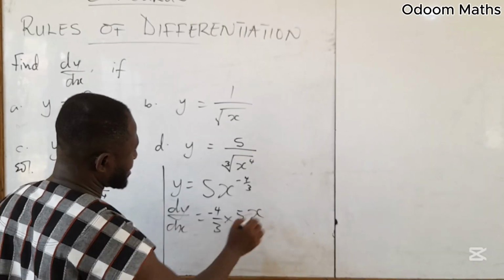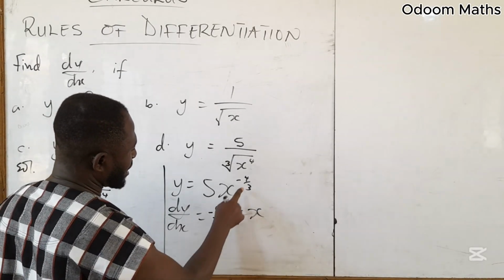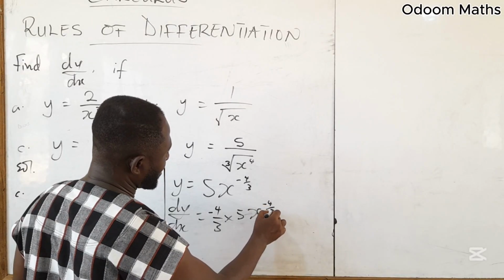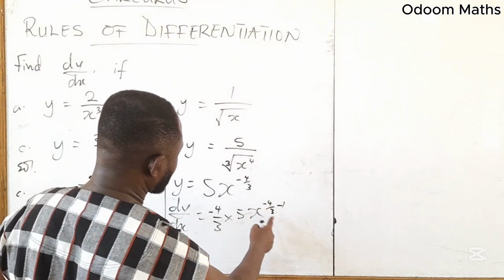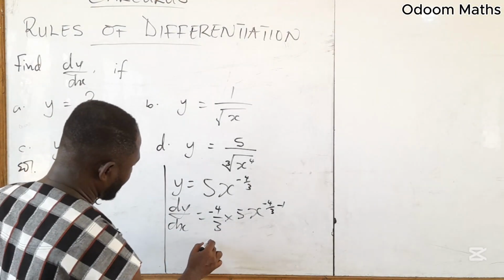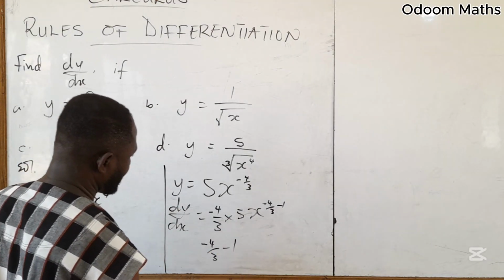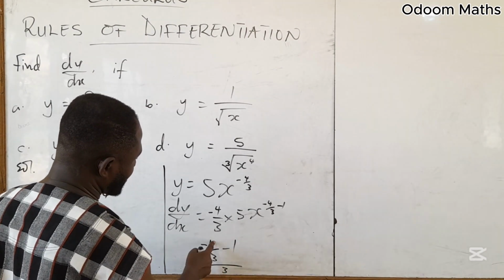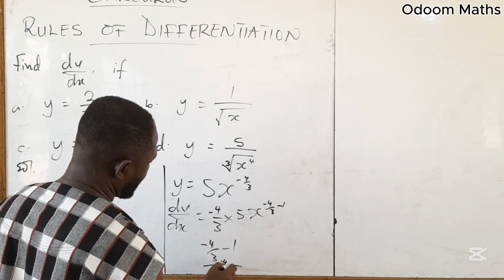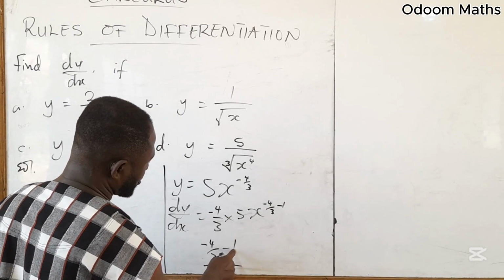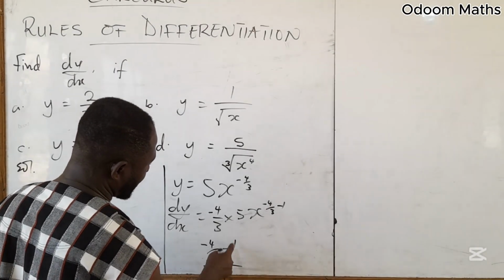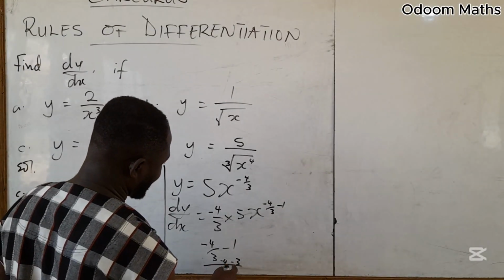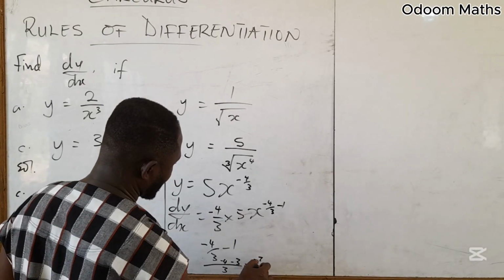Then x to the power, now you subtract 1 from this. So that is negative 4 over 3 minus 1. We can do this here and then come back. So negative 4 over 3 minus 1. The LCM is 3. So 3 into itself 1 times negative 4 is negative 4, minus 1 into 3 is 3, so that is going to be negative 7 over 3.